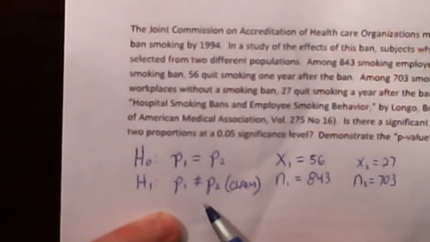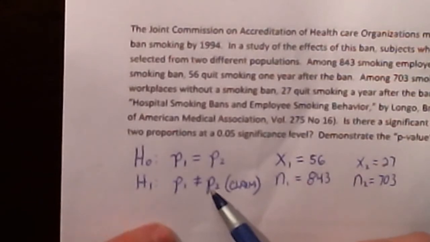That indicates that there is a significant difference between the two proportions of smokers who did indeed quit 1 year after the ban. So it looks like the proportion of smokers that quit 1 year after the ban is not equal to the proportion of smokers that quit that worked for hospitals that did not have a ban.